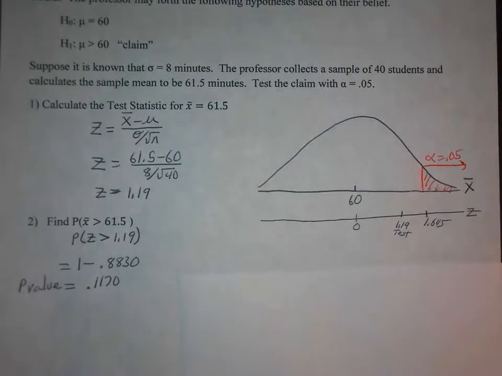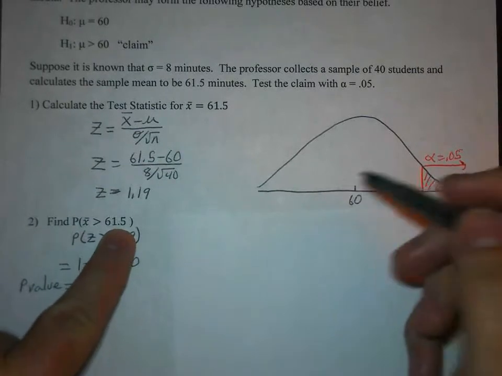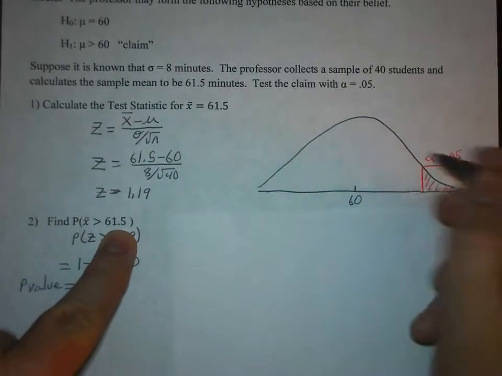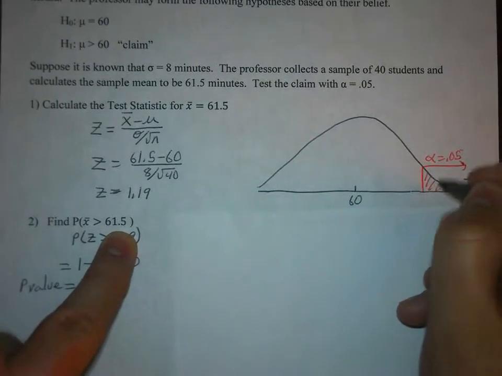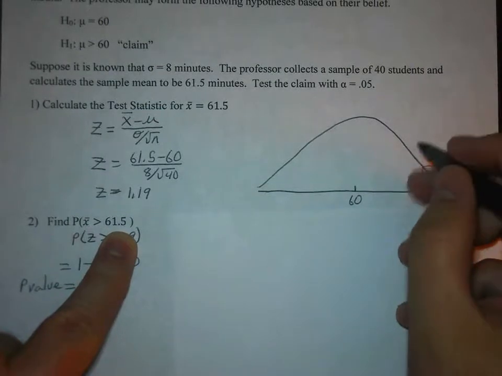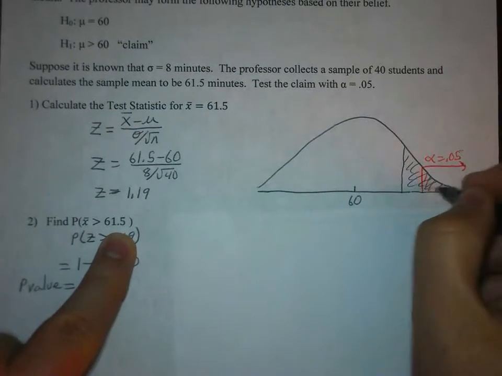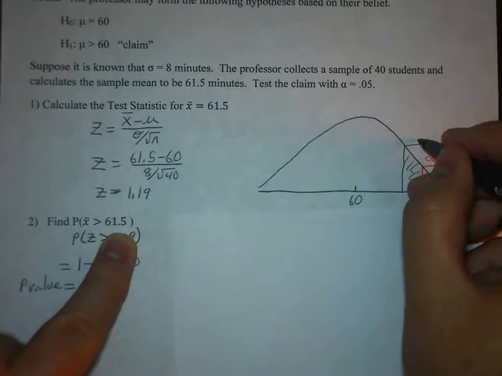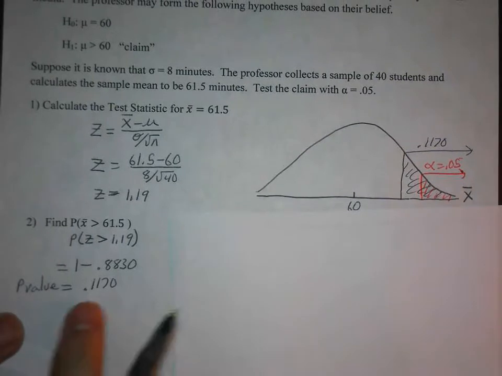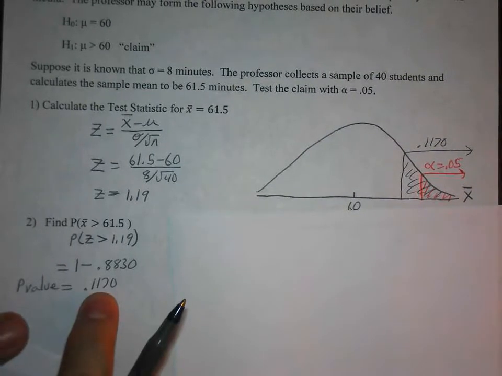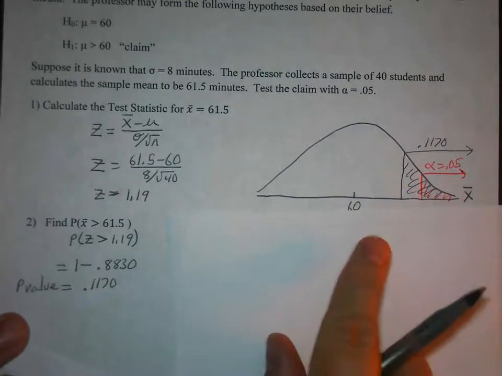Okay, so what that's telling us is the area to the right of this x bar value, 61.5, has 10% area, which is more than 0.05. So that means you have more area out here in the right tail for that test statistic. So the area all the way out here, from here to the right, is 0.1170. And that value, 0.1170, is called the p-value, which is the probability of getting a sample mean as extreme as what we've got, if the mean really was 60.